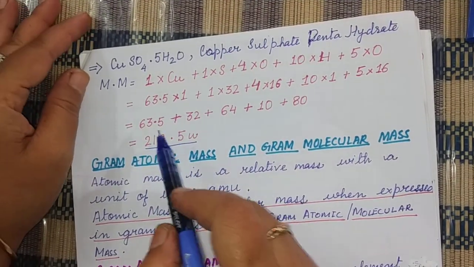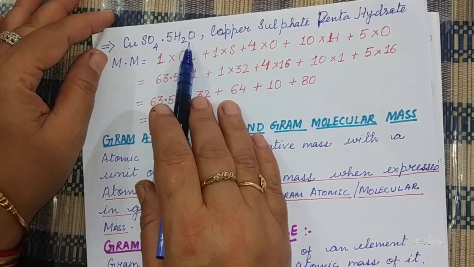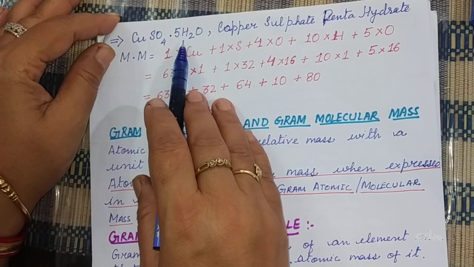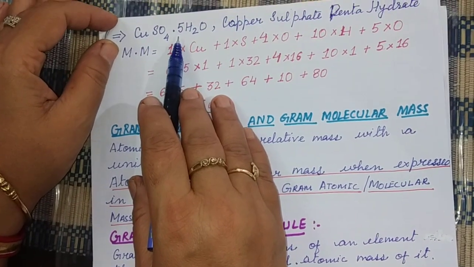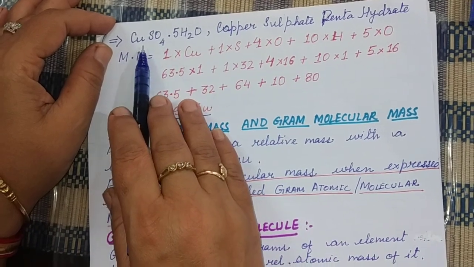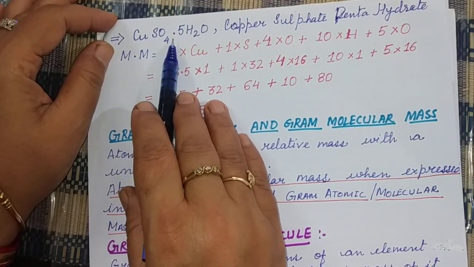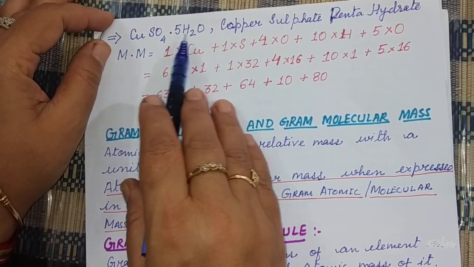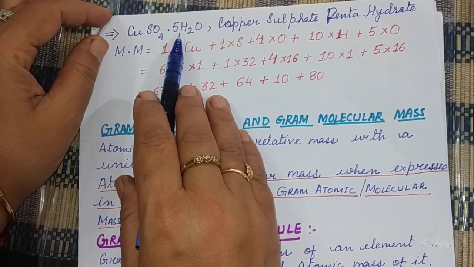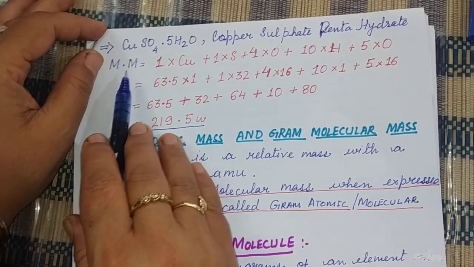Let us move on to the last and the most complex compound, that is copper sulfate .5H2O, or copper sulfate pentahydrate. As I had told you all in my second lecture, the .5H2O is not multiplication, but instead it shows that with one molecule of copper sulfate, there are 5 molecules of water attached. So instead of multiplying, you have to add the molecular mass of 5 molecules of water separately to the mass of copper sulfate. So this is what I have done.